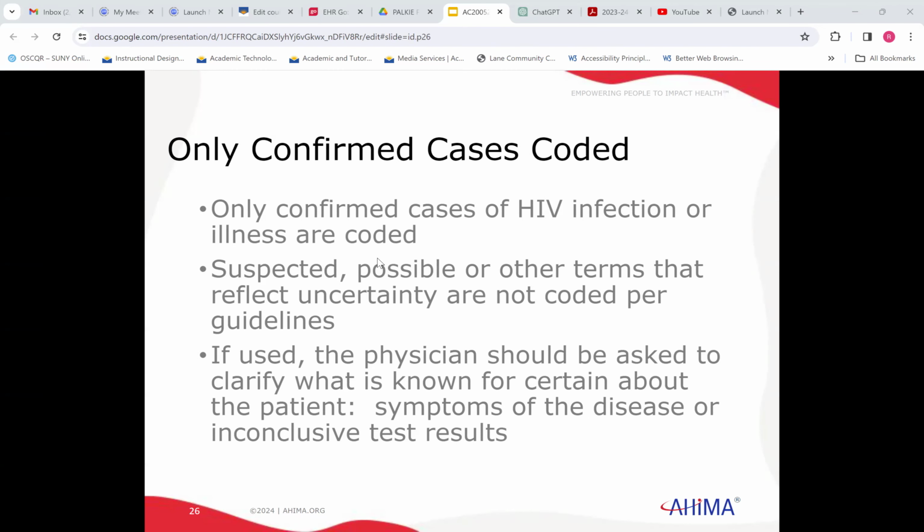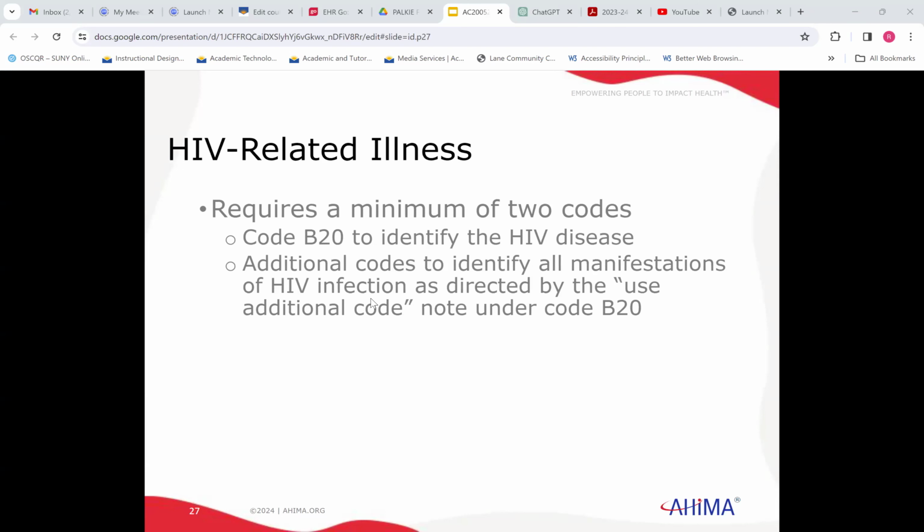We only code confirmed cases of AIDS. So when you see terms that are saying suspected, possible, other things like that that reflect uncertainty, we don't code those. If it's that ambiguous, the patient should be asked to clarify what is known for certain about the patient. For instance, symptoms, inconclusive test results, or what have you. Any HIV-related illness, like Kaposi sarcoma, would require a minimum of two codes. The B20 would be first, and then the code for Kaposi sarcoma.